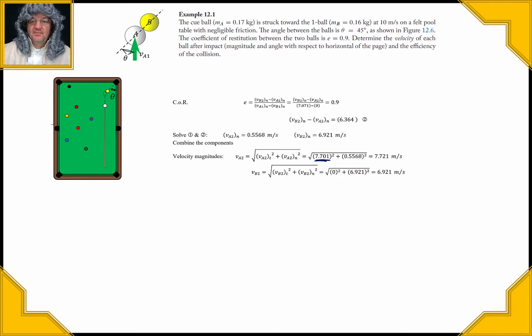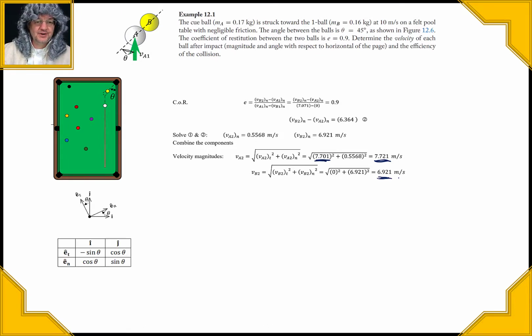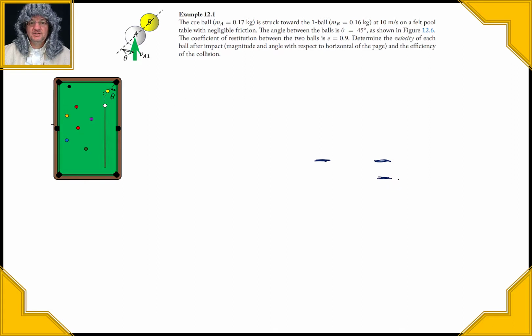And so we're able to find the resulting magnitude or speed of the final state, the cue ball, and then the ball, the one ball. Now these are magnitudes of the speed, but we would like to get these in rectangular components, right? So what we want to do is harken back to several classes ago. I think it might have been class 4, where we do a coordinate transformation, right?